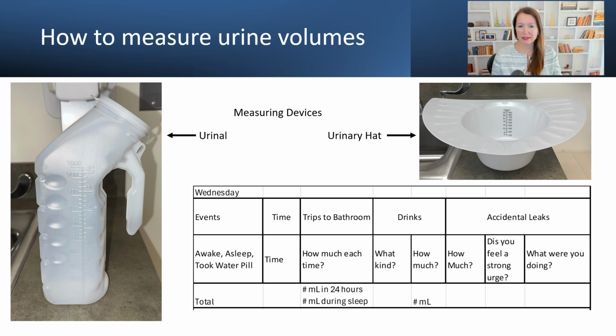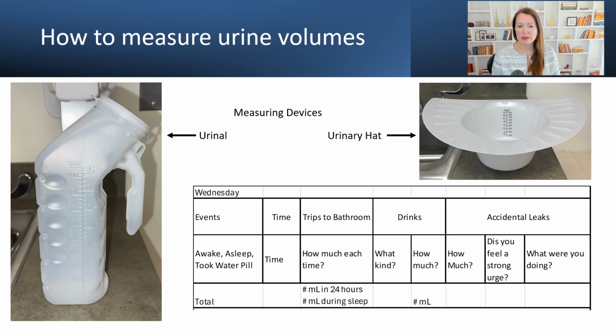So start your chart like this. You'll need to know what happened throughout the course of the day. Start first when you wake up in the morning and document whether you're awake or asleep. So sleep is considered any void that occurs after you fall asleep, including the first morning void. Circle any voids that occurred during sleep and total them together.